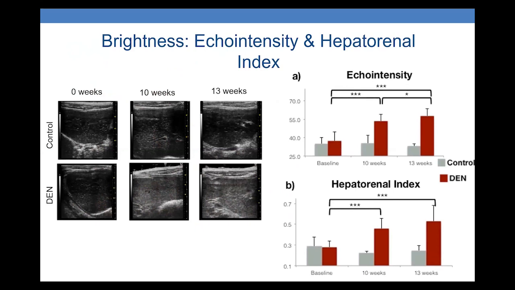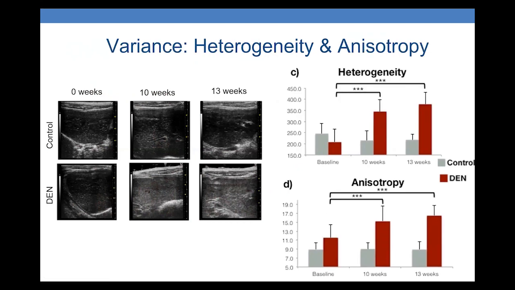So coming to our results, the brightness measurements, echo intensity and HRI, both increase with time in the DEN group compared to that of the control group. As we can see here in the ultrasound images, the control group stayed the same in brightness compared to that of DEN, which increased with time. And as we can see through this bar graph, the changes were all statistically significant.